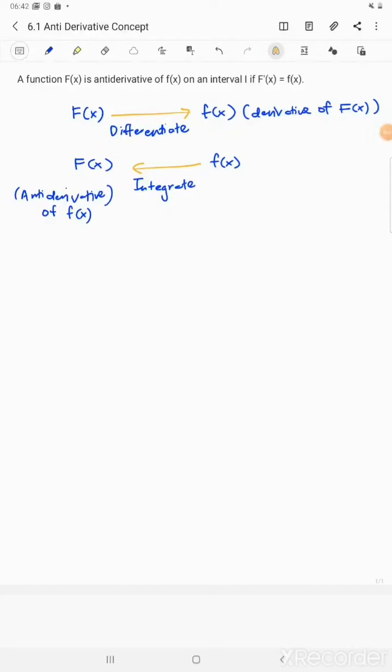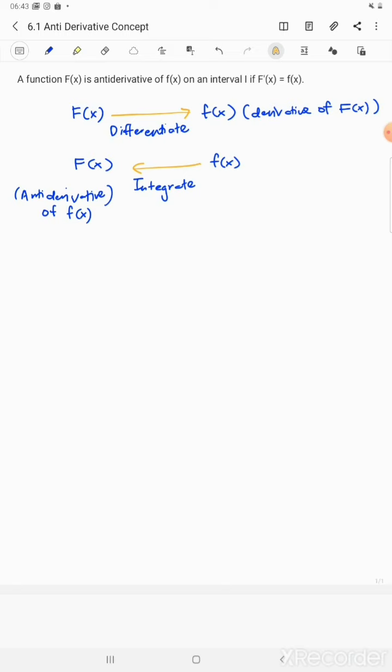Our topic now is 6.1 Antiderivative Concept. For the introduction part, what is the antiderivative concept? A function F(x) is an antiderivative of f(x) on an interval I if F prime of x equals f(x).